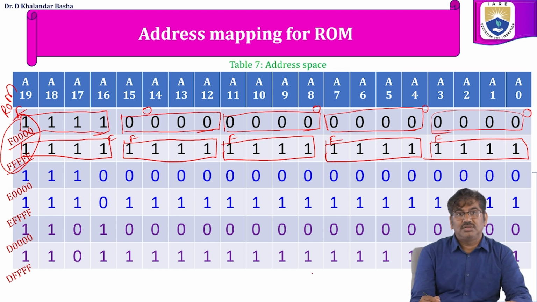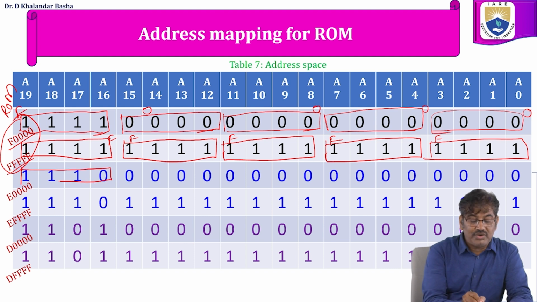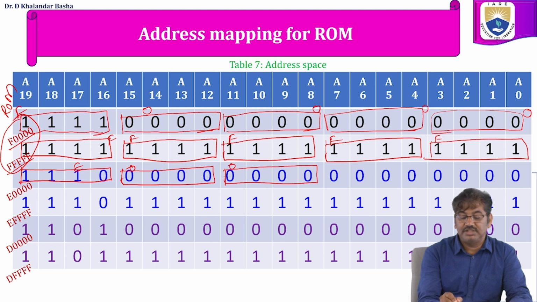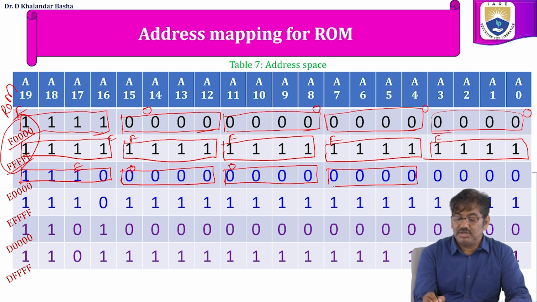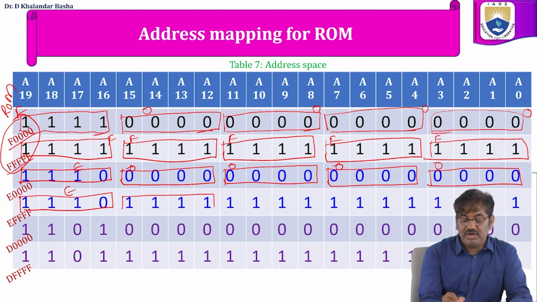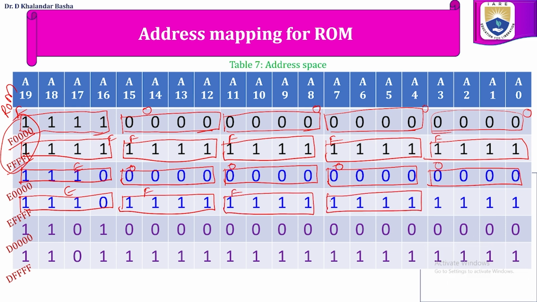Whereas for RAM blocks row 1, we are going to give the addresses 1110, which is equivalent to E, followed by 0000 corresponding to hexadecimal 0 for each of the next digits. So E0000 is the starting address, and the end address is 1110, equivalent to E, followed by 1111 corresponding to F for each digit. So the higher address is EFFFF.